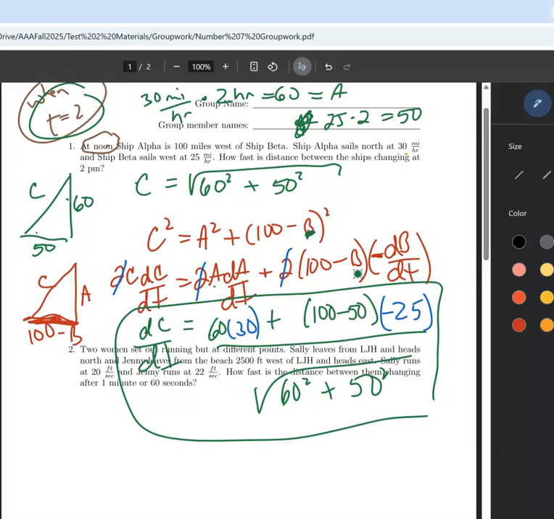And if you think about it, this will turn out to be a positive number, right? This will be 50 times negative 25, which is smaller than this. So it really is a positive number. This length C is growing.